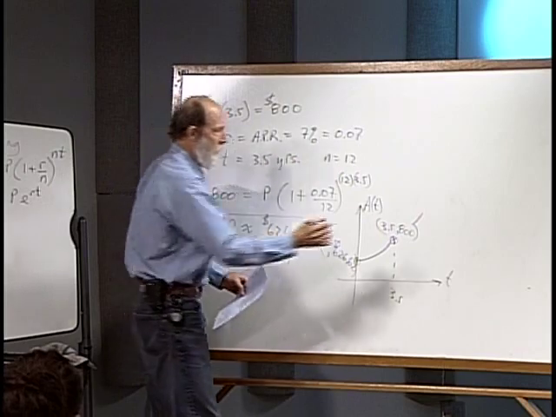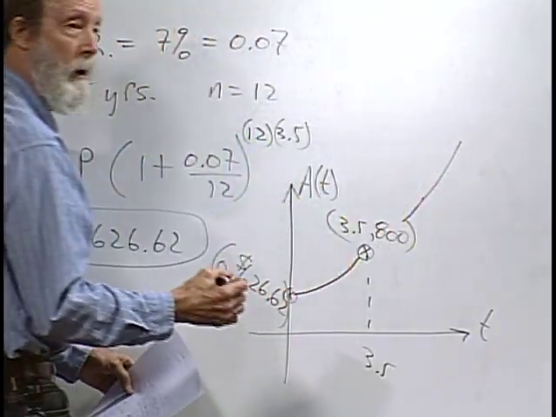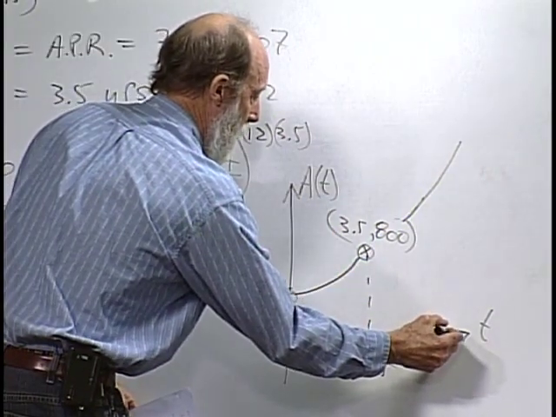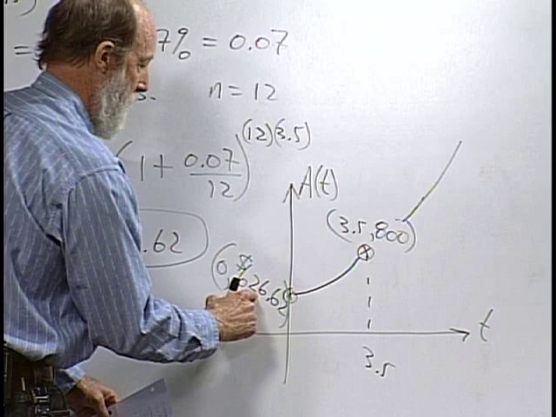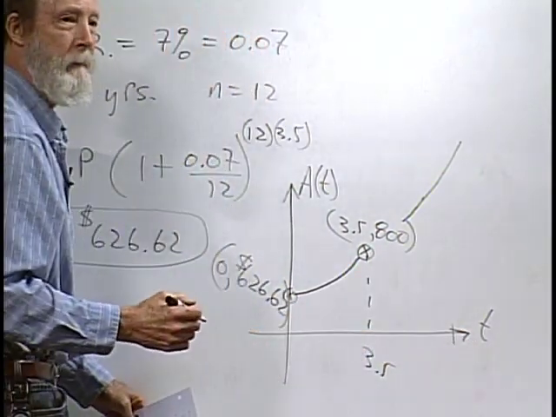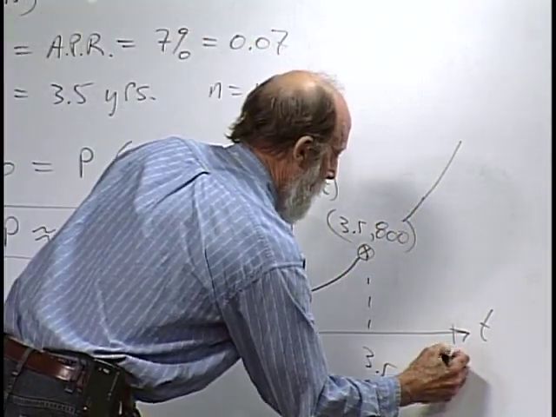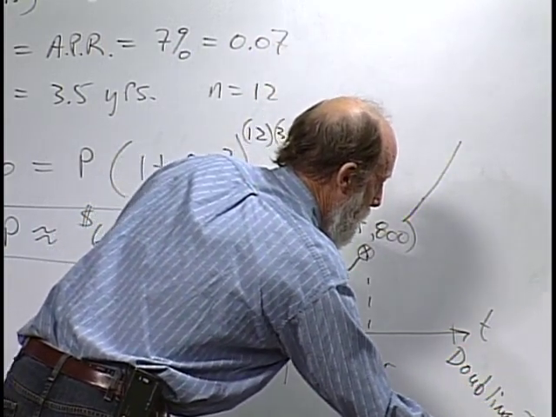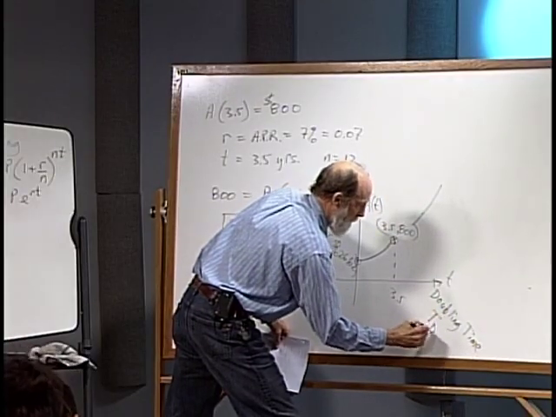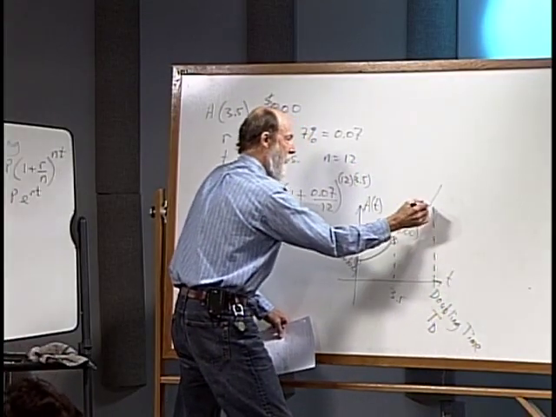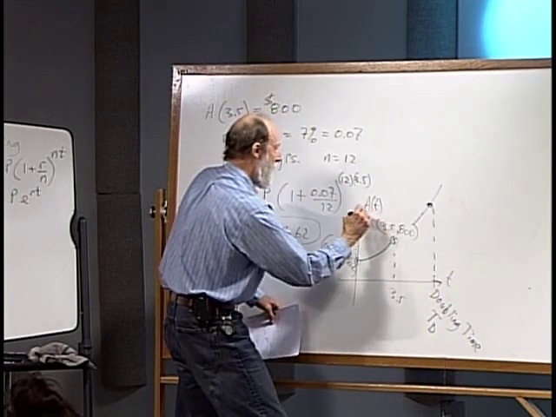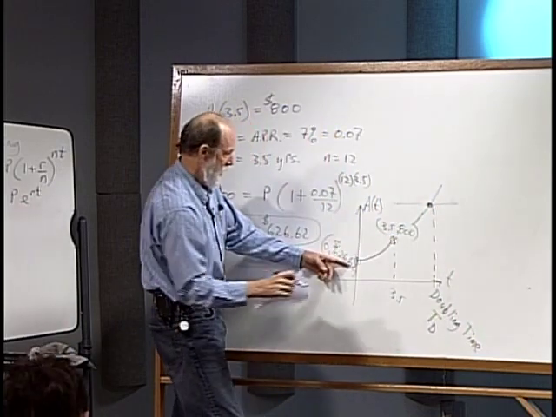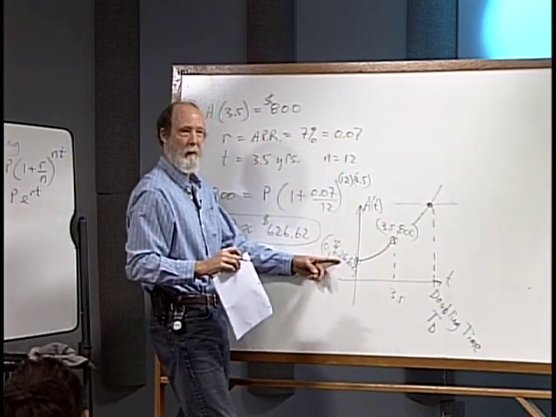Now the question is, this model continues to grow. And so what I'd be interested in is how much time would it take for this original amount of money to double? To double. So this is going to be the doubling time, and I'm going to label that T sub D. What's going to happen is we want to end up at a height of double the initial value.